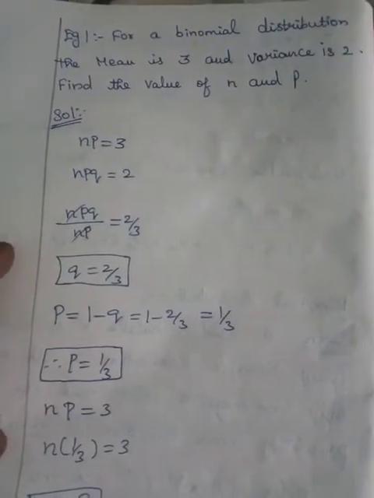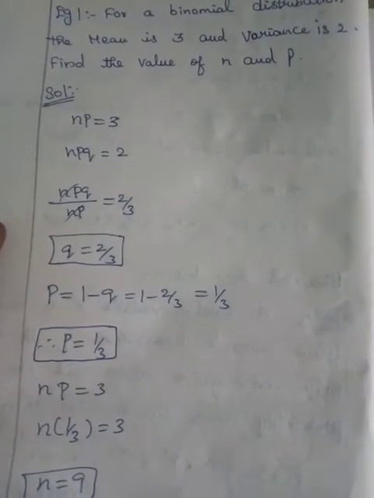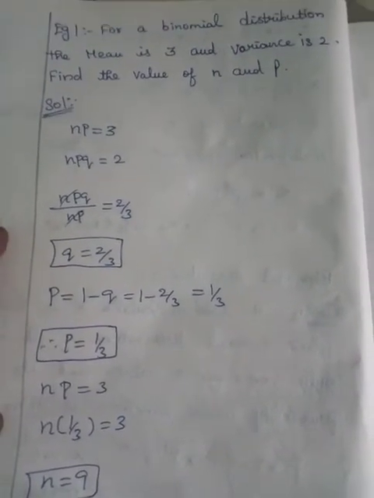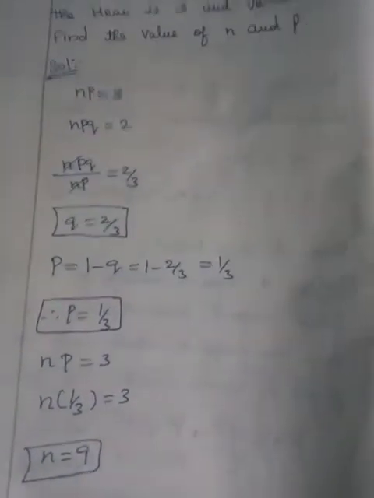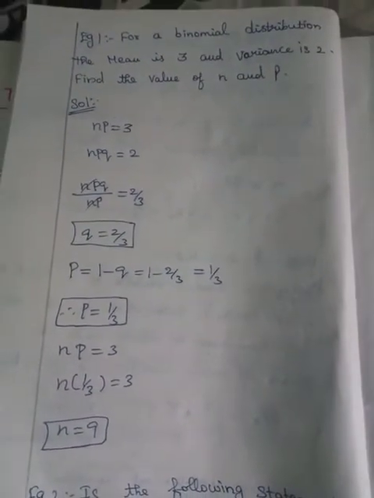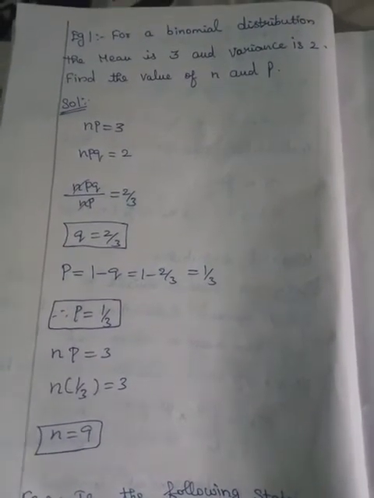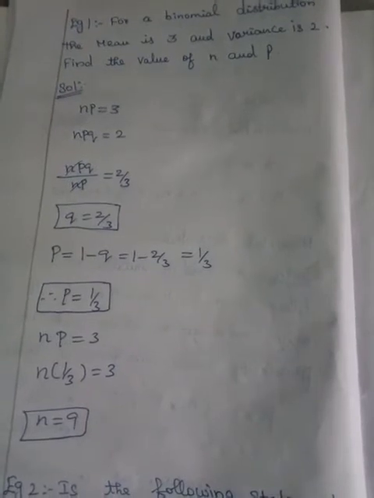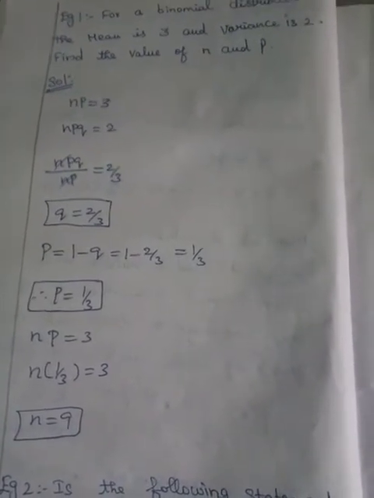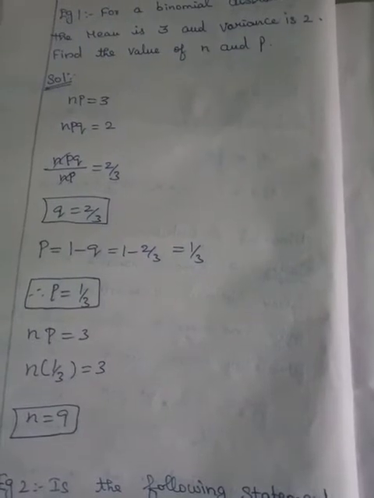Next, example 1. For a binomial distribution, the mean is 3 and variance is 2. Find the value of n and p. Solution: np equal to mean value is 3, so np equal to 3. Next, npq equal to 2, variance value is npq, so npq equal to 2. So np equal to 3 and npq equal to 2.